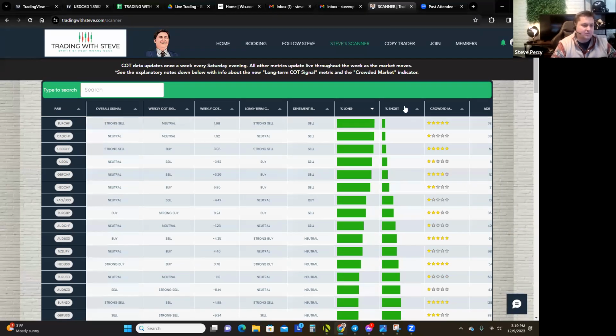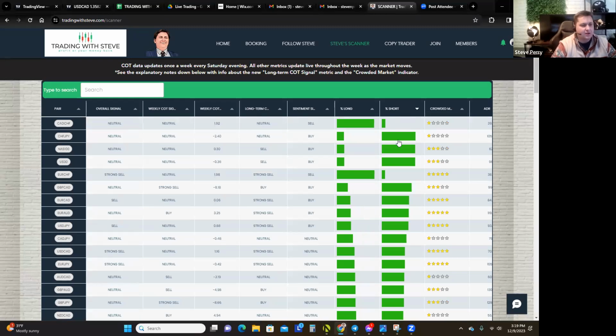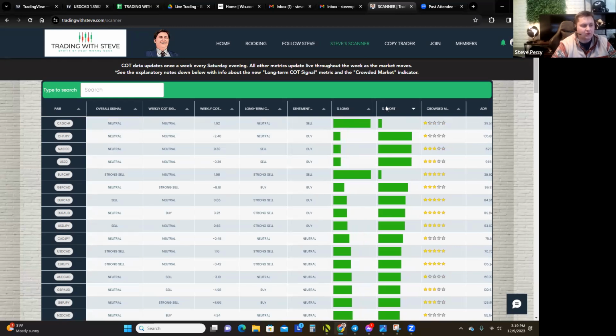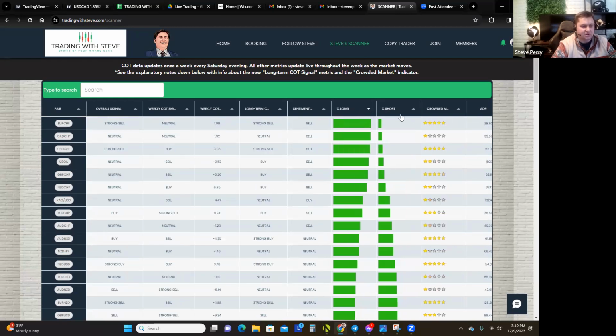So that's what this next column does, you can filter this the other way, and you can see that retail traders, let's see, 83% are short on the franc yen, and then only 17% are long. Okay, that's all that's telling you. So it's just a more visual way to look at sentiment. That's all that's trying to tell you there.